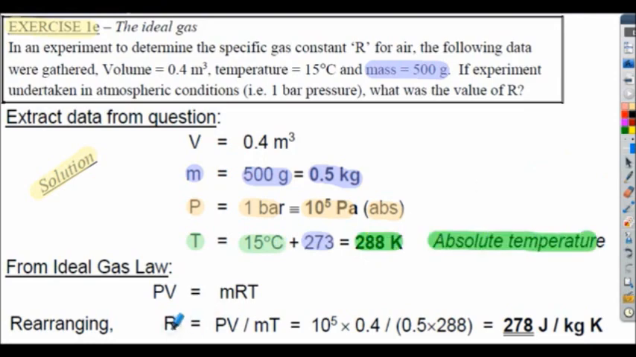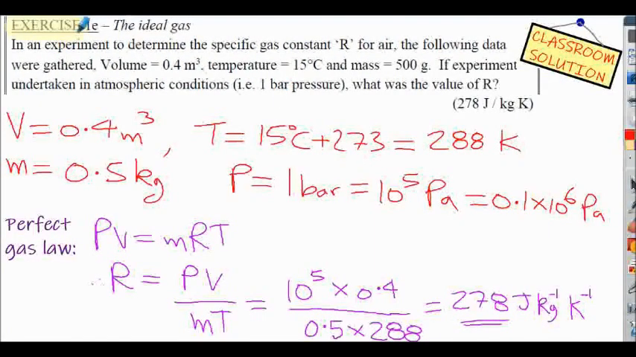Rearranging the equation for R, we simply divide both sides by M and T, and inserting the values, we determine the value of R, joules per kilogram K. That's the solution for exercise 1E. Here's exercise 1E, the classroom solution. Shows rearrangement here of the perfect or ideal gas law.